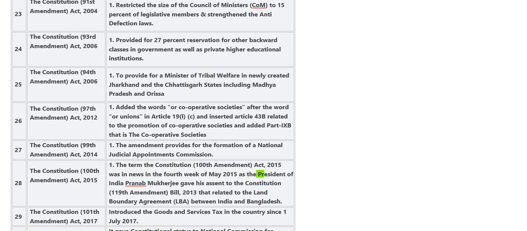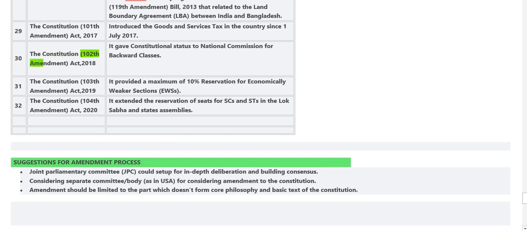28. The Constitution 100th Amendment Act, 2015. The term Constitution 100th Amendment Act, 2015 was in use in the fourth week of May 2015 as the President of India, Pranab Mukherjee, gave his assent to the Constitution 119th Amendment Bill, 2013, that related to the Land Boundary Agreement, LBA, between India and Bangladesh.